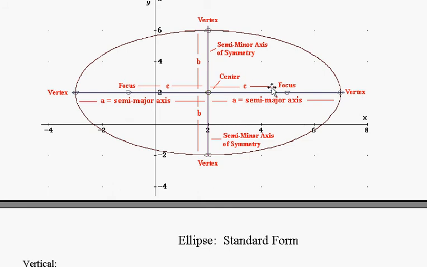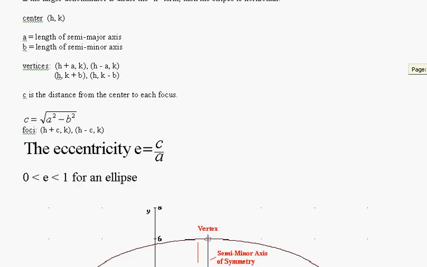We have 2 axes of symmetry. One that is longer and one that is shorter. Longer axis of symmetry is called the major axis of symmetry. Shorter one is called the minor axis of symmetry. And what you see here is semi-major, which means that's halfway across the axis of symmetry. From the center to a vertex, that's semi-major. From this center to that vertex, that would be the semi-minor. It's halfway across that way.